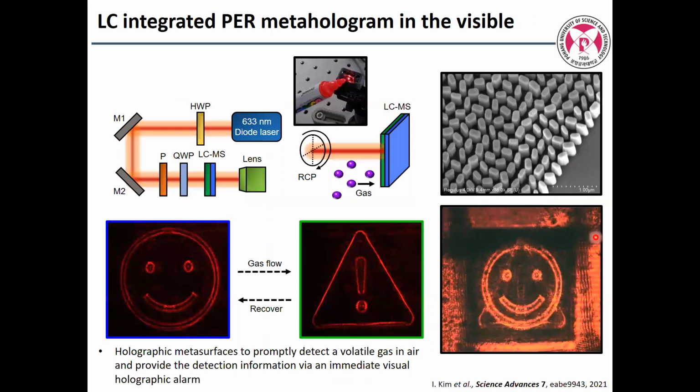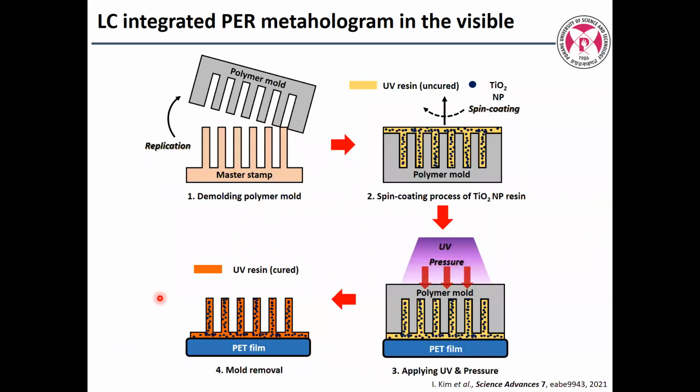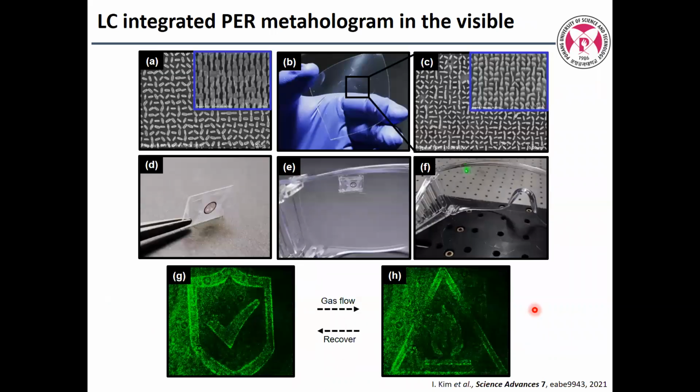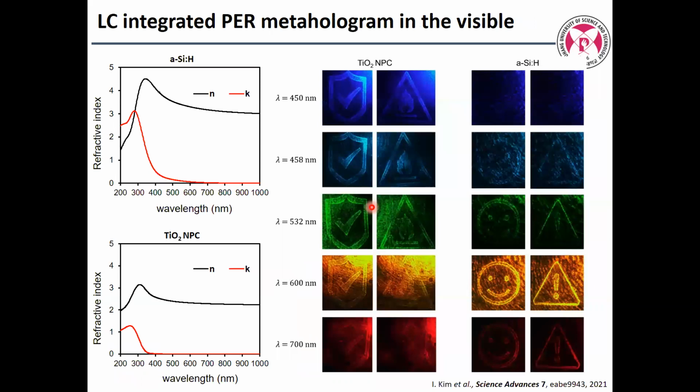But anyway, we made a gas detecting sensor by integration with the particle embedded resin metasurface in PET film. You can see the flexible substrate integrated with the safety goggle, and this detects gases like toluene and benzene by a liquid crystal, which changes the polarization. So this is a holographic image we can see from this sensor.